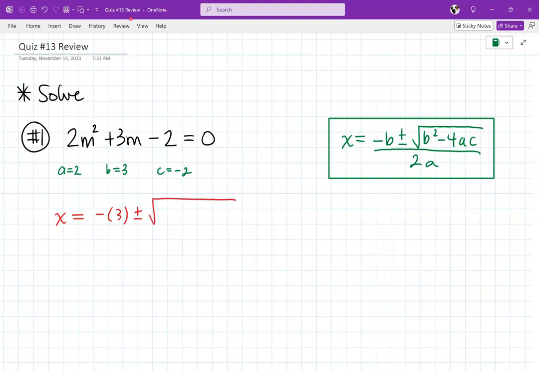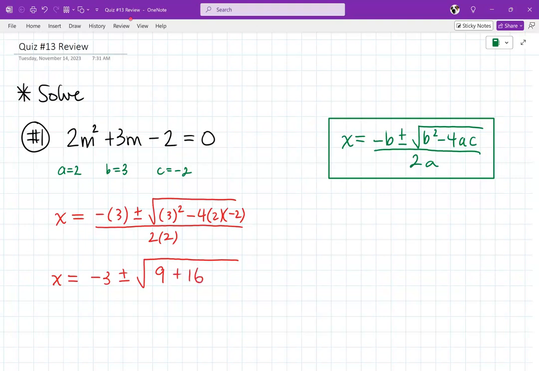So negative b, which is 3, b squared, that's going to be 3 squared minus 4 times a, which is 2, times c, which is -2, all over 2 times a, which is 2 times 2. Remember, I told you guys, be very careful when you do this because you're going to have to do some multiplication and stuff, and you want to make sure you get it right. So let's see. The -3 just becomes -3. 3 squared is 9. And then -4 times 2 is -8 times a -2 is a positive 16. And that's all over 4.